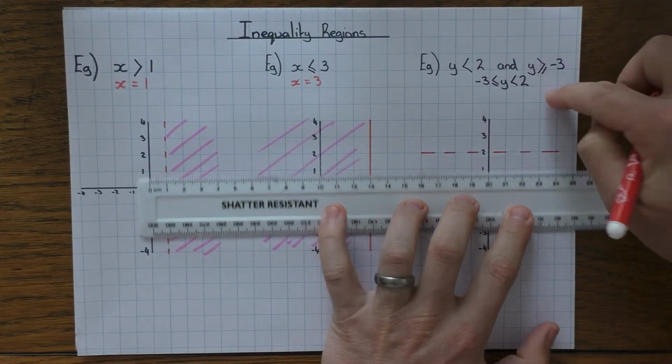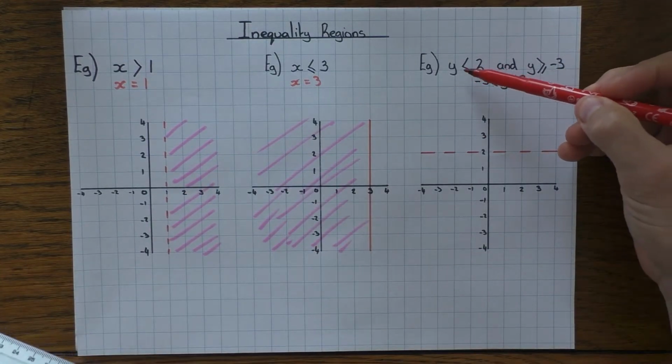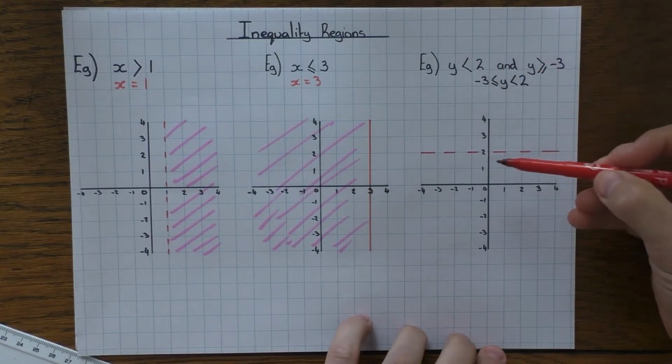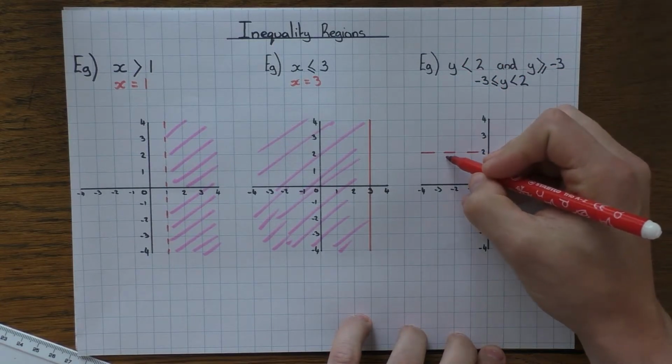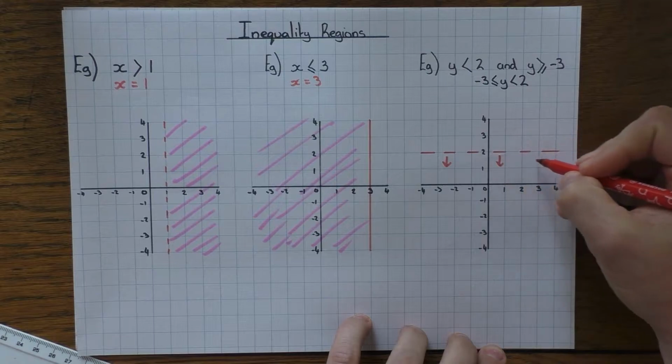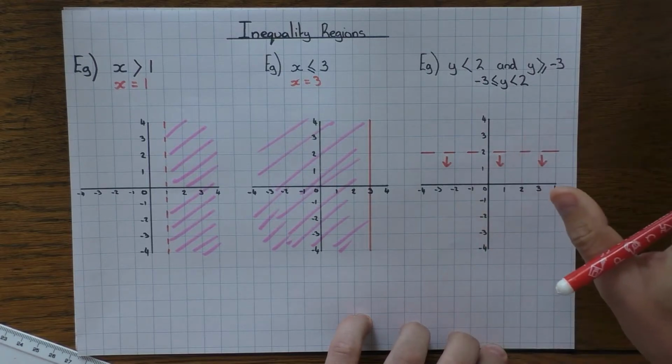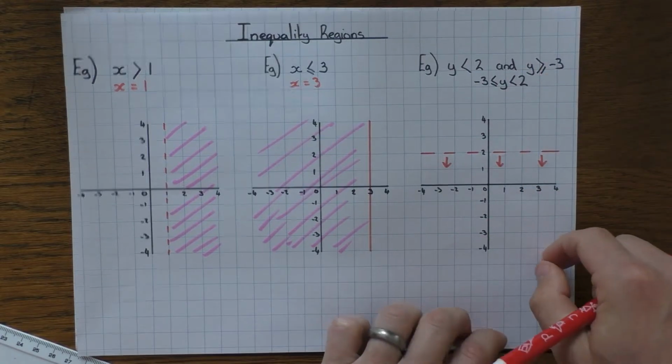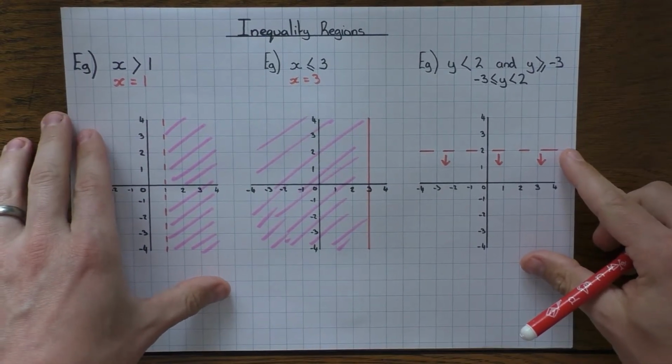Like so, there we go. And y is less than 2, so all these values of y are less. So I'm just going to draw a little arrow just to show it's all less than that. Don't shade anything in until you've done the other line as well, because you might mess it up.